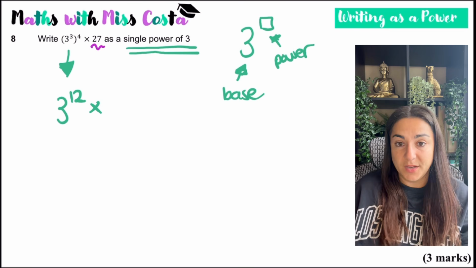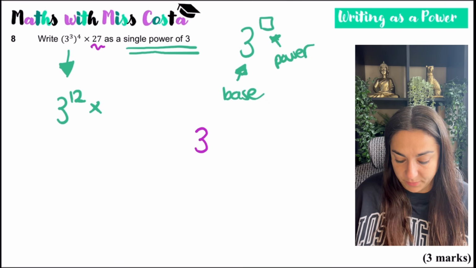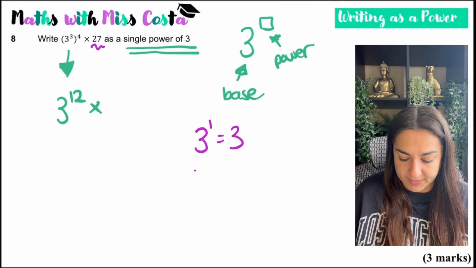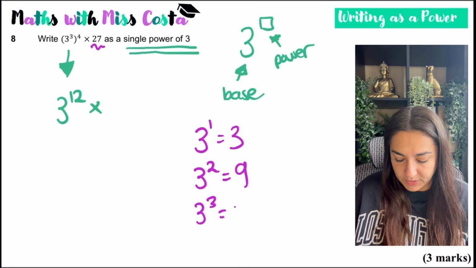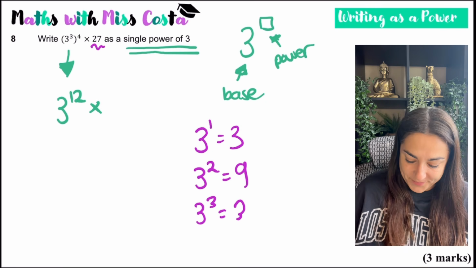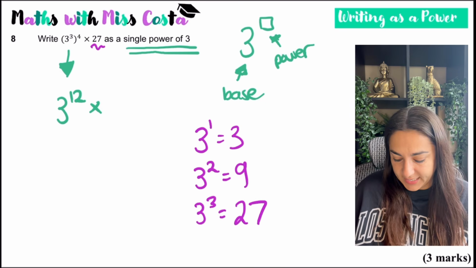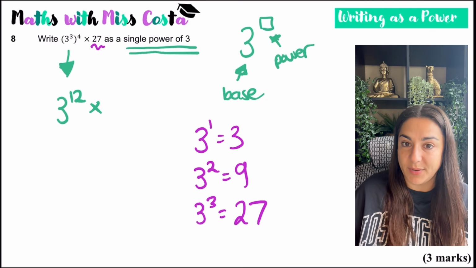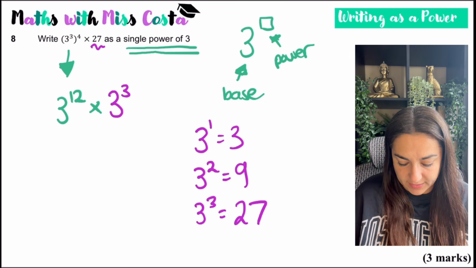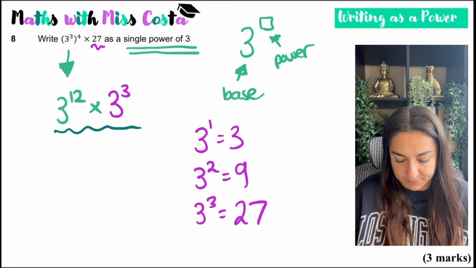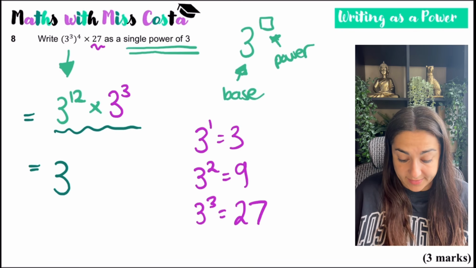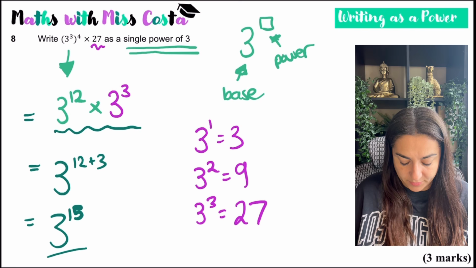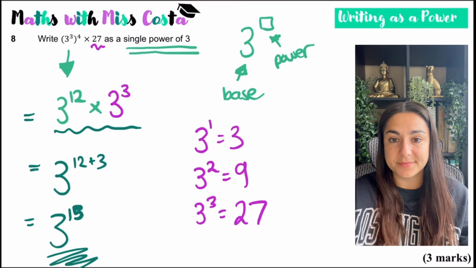And 27, well, let's think about what happens with 3 and its powers. So 3 to the power of 1 is 3. 3 squared is 3 times 3, which is 9. And 3 cubed is 3 times 3 times 3, which is 9 times 3, so that's 27. So I know that 27 can be written as 3 cubed. And now what's left is to simplify this. So when I'm multiplying indices, I add the powers. So that becomes 12 plus 3. So that would become 3 to the power of 15.